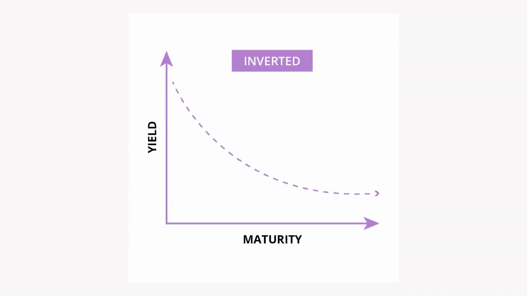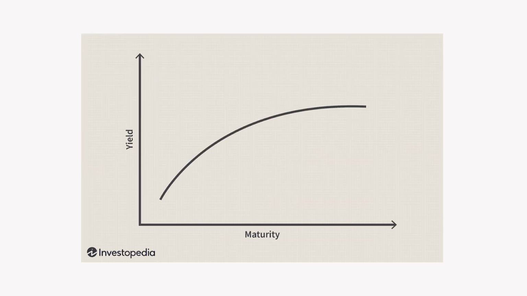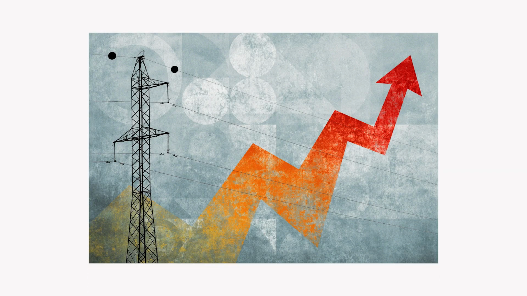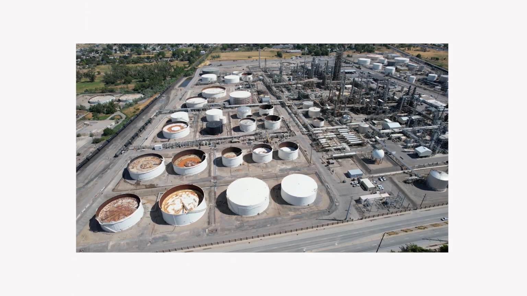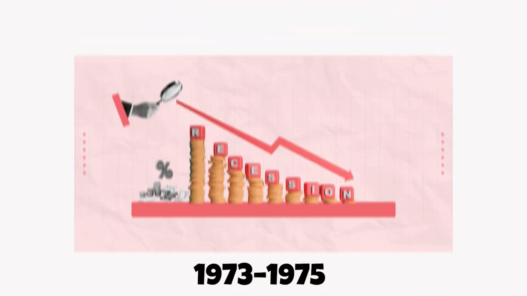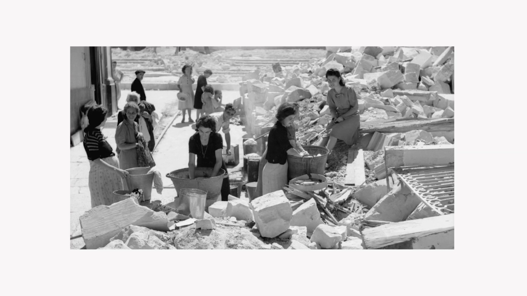The most dramatic inversion of this era came in the early 1970s. In 1973, the curve inverted as inflation pressures collided with rising energy costs. The oil shock that followed intensified the strain already in the system. The result was the 1973 to 1975 recession, one of the sharpest downturns of the post-war period.